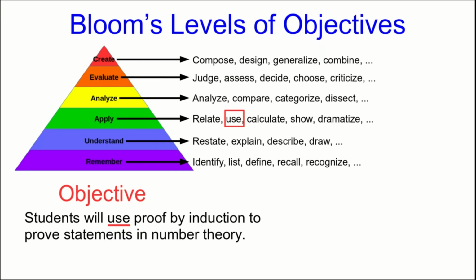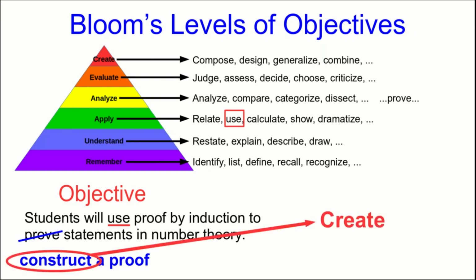But apply is an awfully low level on Bloom's taxonomy for this task. If you're a mathematician, you probably see that. Also, if you look at some of these lists, you'll often see prove appear at the analyze level. Well, that's not really what's going on here. Often, mathematicians will say construct a proof rather than just prove, and that gives a better clue of what's going on here. Construct sounds an awful lot like something at the create level, and so I would argue this objective is at the create level of Bloom's taxonomy.